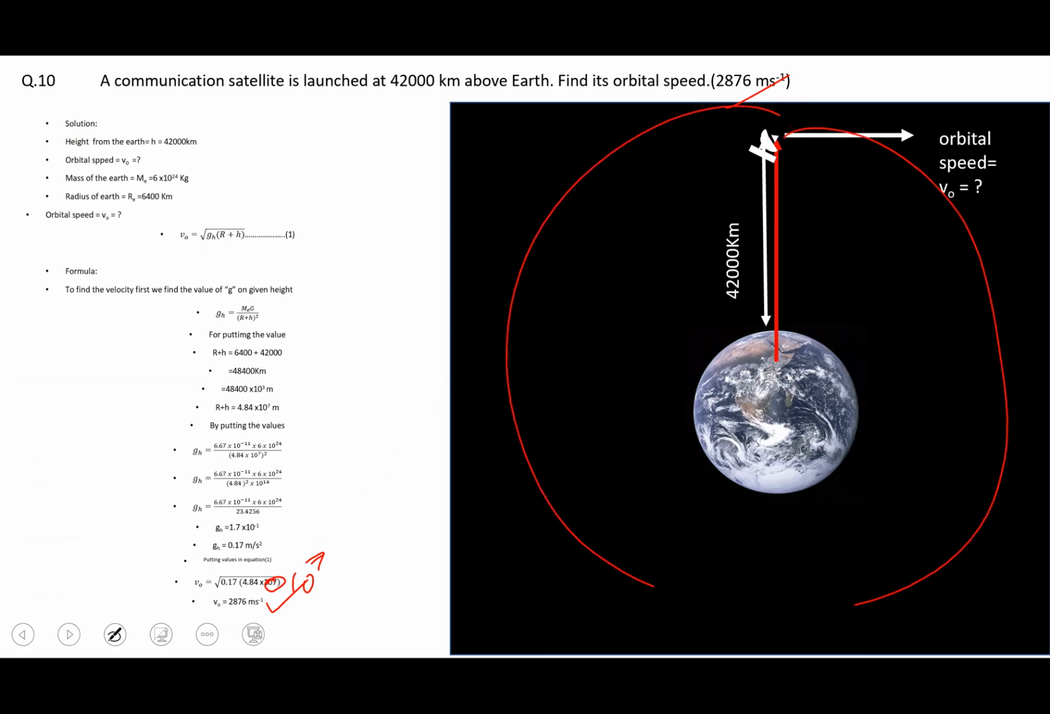So in this case, the orbital speed will be given to us in a circular form when the satellite will revolve around the Earth. I hope you understand and enjoy today's lecture.